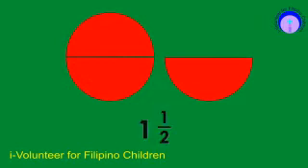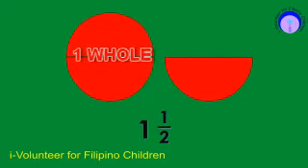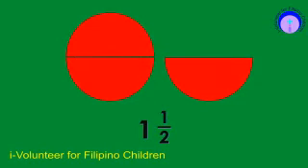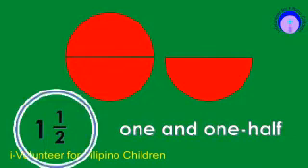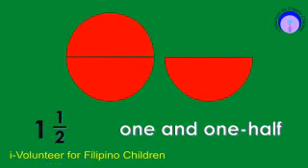We can see one whole and one half. Therefore, it is read as 1 and 1/2. It can also be read as 1 1/2. In numeral, this is how 1 and 1/2 is written. And this is how it is written in words.